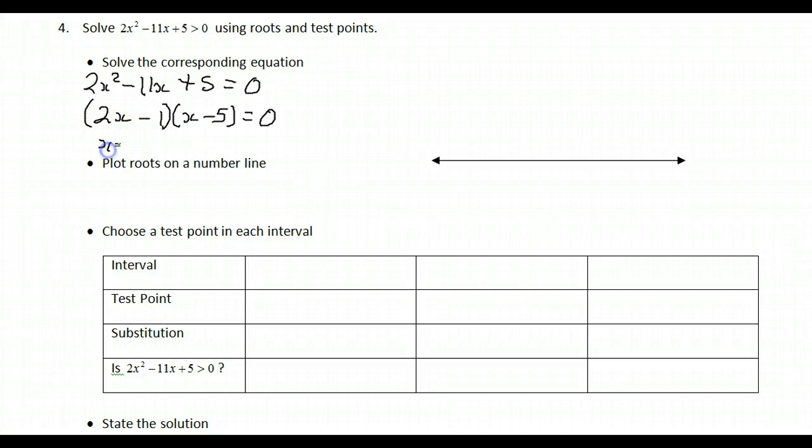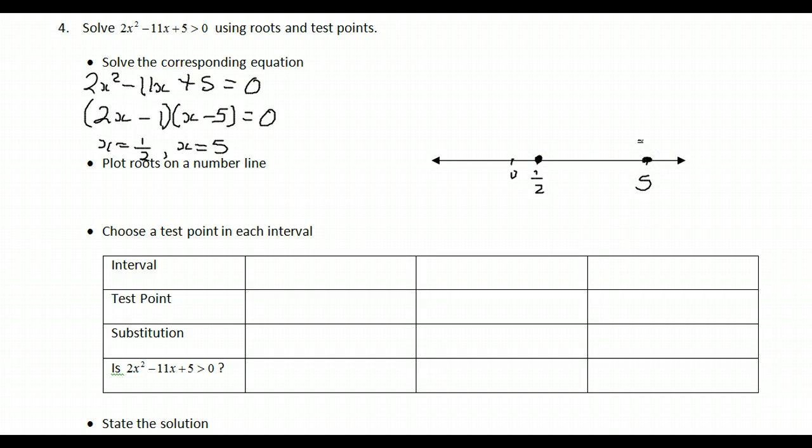What are the roots? So x will be 1/2. And for this one, x will be 5. Plot the roots on a number line. Okay, let's say that's 0. There's 1/2. And here's 5. So these are the points of interest.